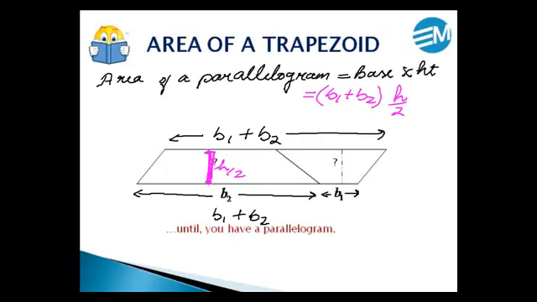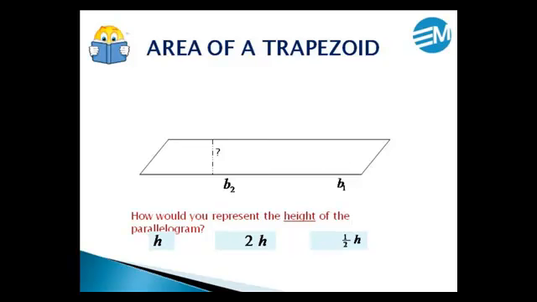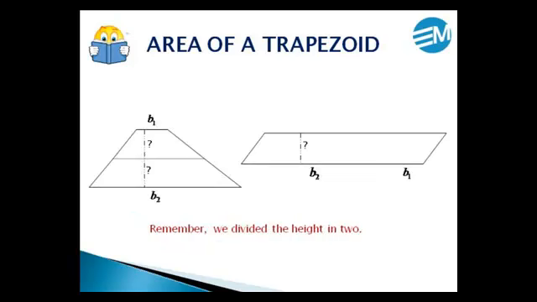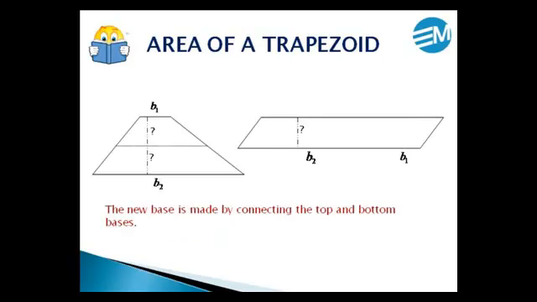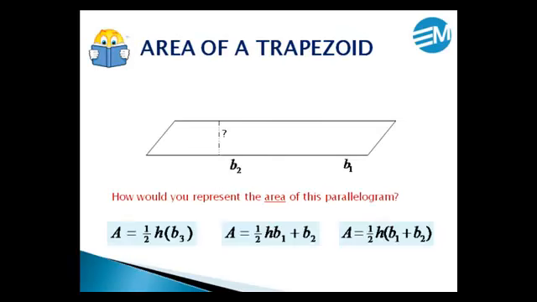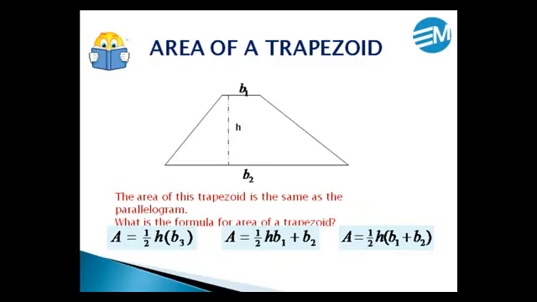Actually, we write it like this: half times H multiplied by B1 plus B2. So this is the area of the parallelogram, and therefore the area of the trapezoid. It's simple.